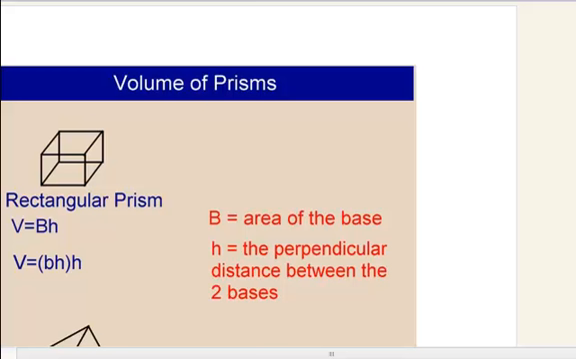So when you're working with the volume of prisms, you're always going to use capital B times H as your formula for volume, where capital B is the area of the base and H is the perpendicular distance between the two bases. So with a rectangular prism, our formula is capital B times H, and we can use lowercase b times h, or you could use length times width times height for a rectangular prism. Either one of those is fine. Keep in mind that when we're looking at our two h's, one of these h's is the height of our base and one is the height of our three-dimensional figure.